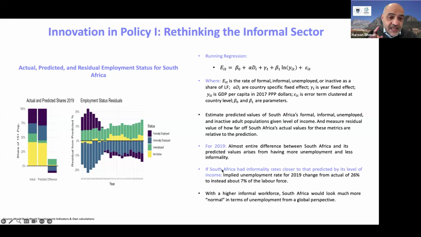Right. The key result we find is if South Africa, given South Africa's level of income, i.e. its level of GDP per capita, and controlling for country and year fixed effects, right? South Africa's implied unemployment rate for 2019 changes from 26%, which is the actual rate, to about 7% of the labor force. So for South Africa's given level of GDP, we should have an unemployment rate of 7%, not 26%. Why? Because most of these people should be in the informal sector. Some may be formally employed, so the model does give us that, as opposed to the averages, which suggests we have more people. But the majority of people, so this is a residual, which is the underestimate of the informal sector. The key reason explaining our high unemployment rate has got nothing to do with pure wage or poor wage employment growth. It's got everything to do with low levels of informality.